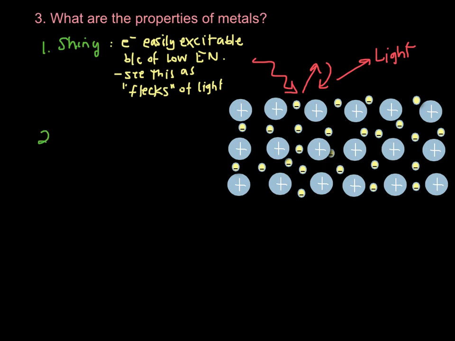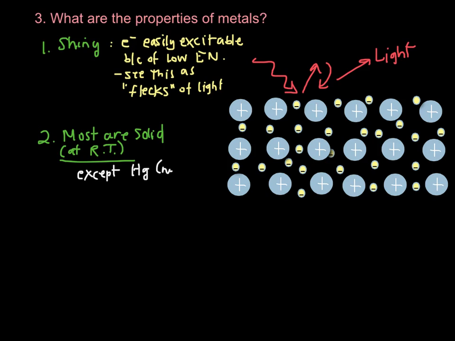Okay, the second property of metals is that most are solid at room temperature. The only exception to that is mercury. On my periodic table, you notice that mercury is written in blue, and the reason that mercury is written in blue is because it's a liquid at room temperature. But all the other metals on my periodic table are written in black because those are solids at room temperature.